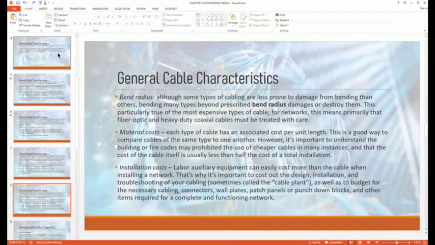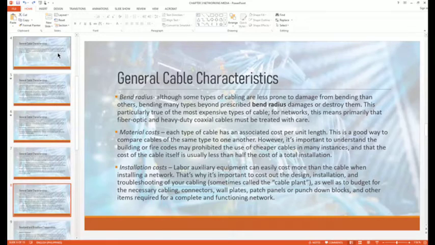Okay, the other type of the general cable characteristics is the bend radius. Although some types of cabling are less prone to damage from bending than others, bending many types beyond the prescribed bend radius damages or destroys them. This is particularly true of the most expensive types of cable. For networks, this means primarily that fiber optic and heavy duty coaxial cables must be treated with care.